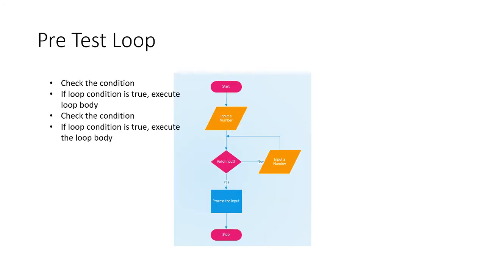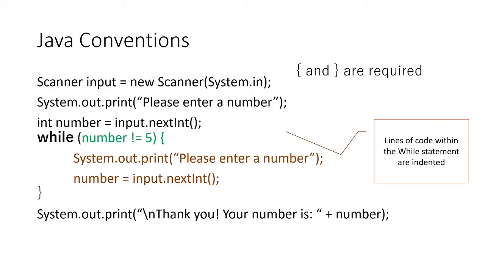First of all, the pretest loop. In the pretest loop, we check a condition, and if the condition is true, we execute the loop body. Then we check the condition again. If the condition is true, we execute the loop body again. So we'll keep repeating that until the condition is no longer true, at which point we'll continue on executing code after the end of the loop body. This is called a pretest because we are checking our condition before we execute the loop body.